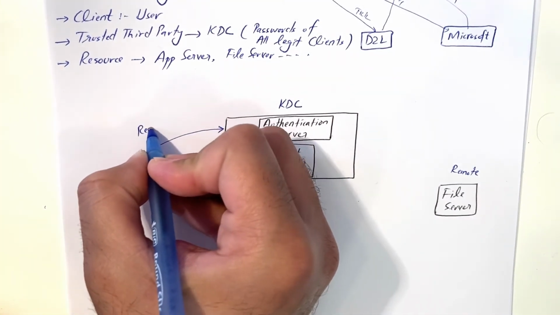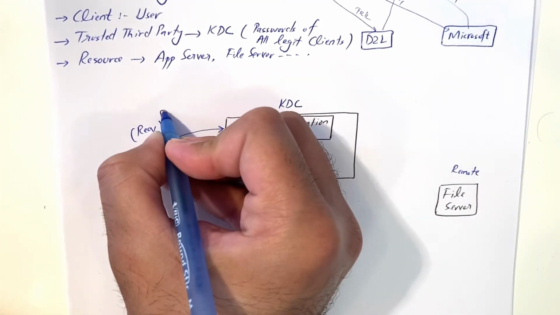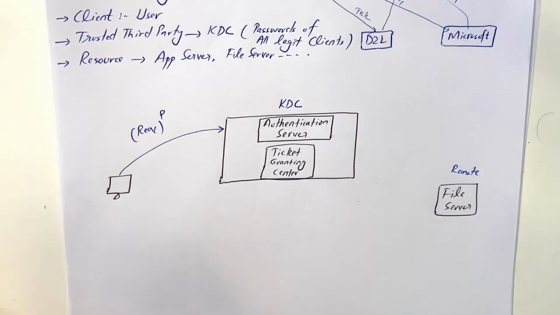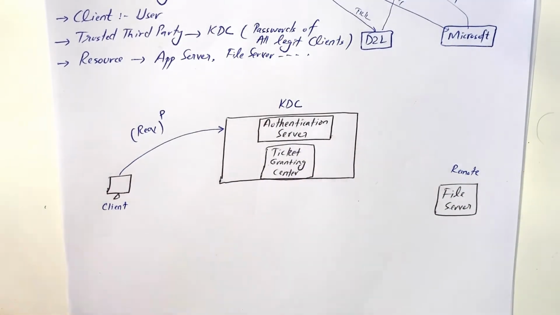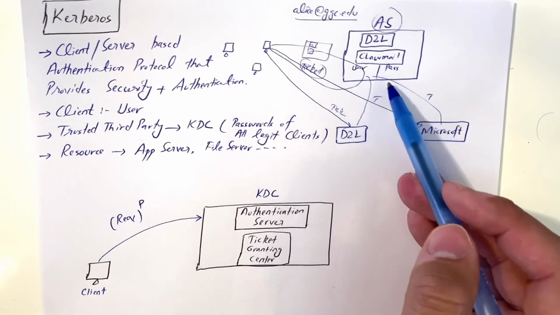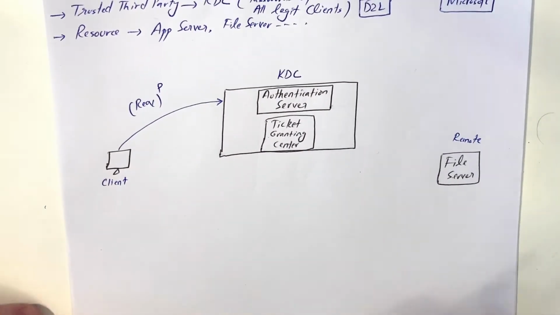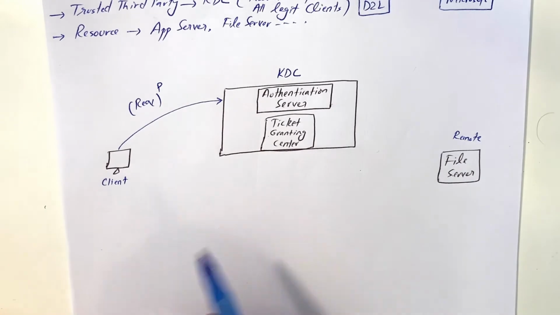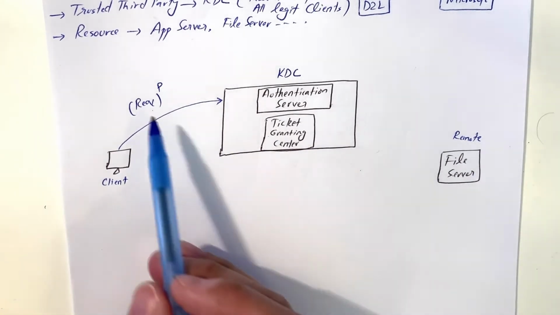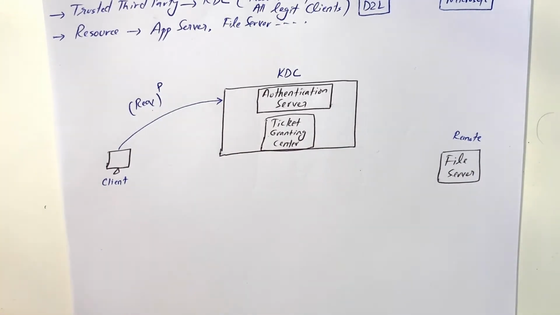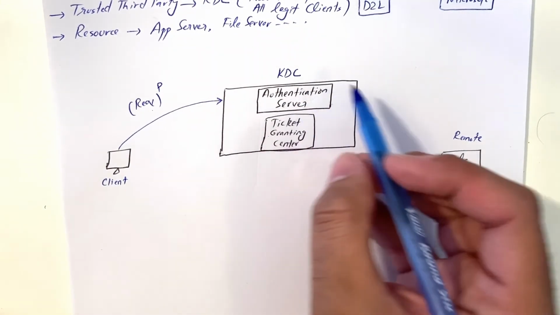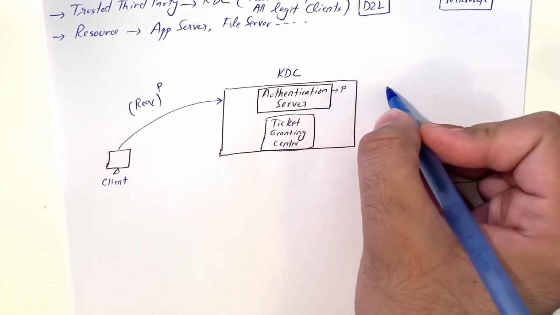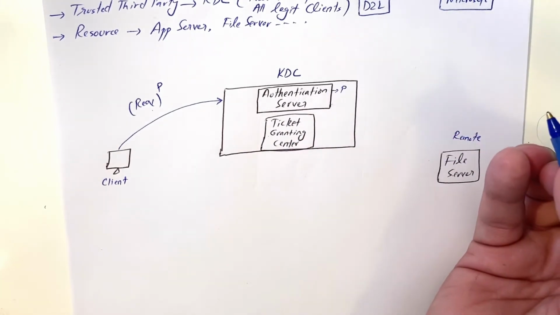The user will send a request, and the request will be encrypted with the user's password, which only the user or client knows, and which only the KDC knows. The authentication server knows the passwords of all the clients. So the user requests, hey, can I access this file server? This request is encrypted with the password. When this request reaches the KDC, the KDC will use the authentication server, find your password, and then see your request and see whether you can access that or not.